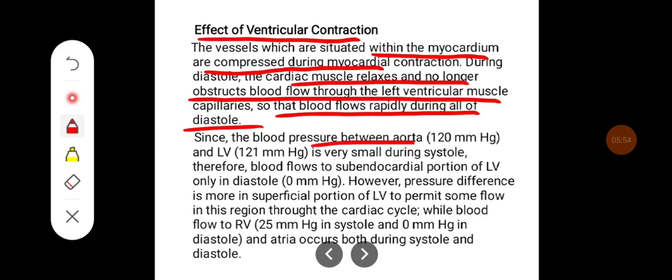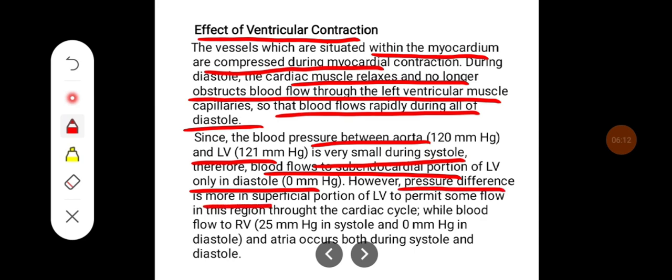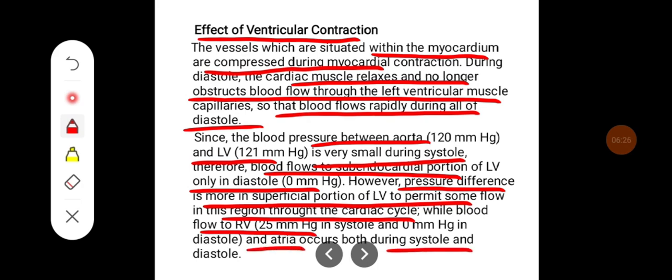Since the pressure difference between the aorta and left ventricle is very small during systole, blood flow to the subendocardial portion of the left ventricle occurs only in diastole. However, the pressure difference is more in the superficial portion of the left ventricle to permit some flow in this region throughout the cardiac cycle, while blood flow to the right ventricle and atria occurs both during systole and diastole.